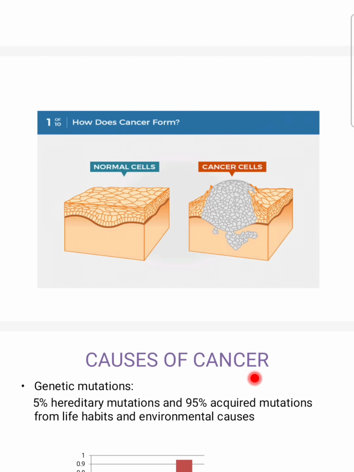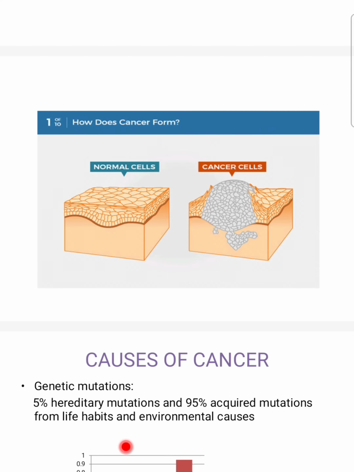Now let's discuss causes of cancer. The most common cause of cancer is genetic mutations. 5% are hereditary mutations, and 95% are acquired mutations from life habits and environmental causes. So 5% we get from our parents, grandparents, and 95% are through our lifestyle.